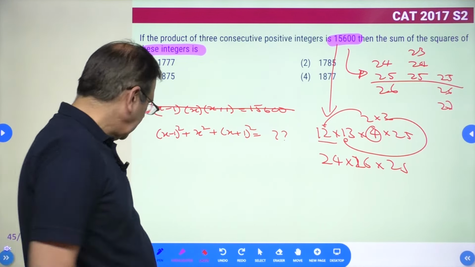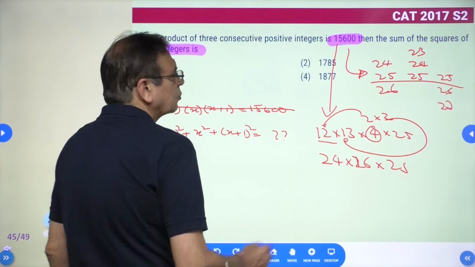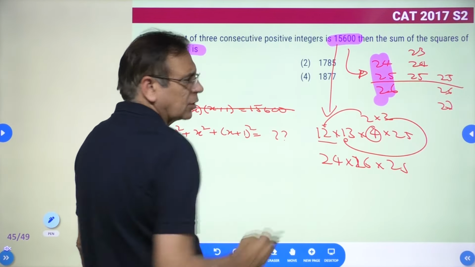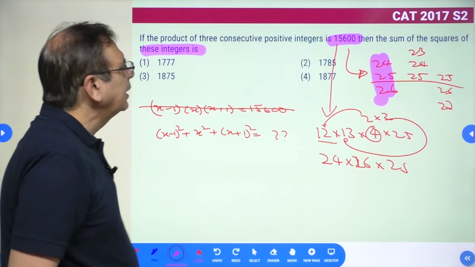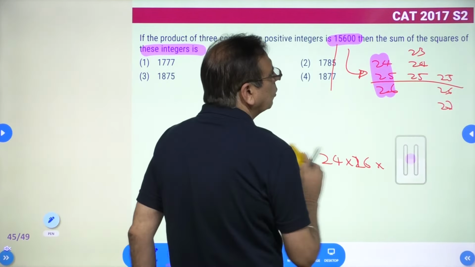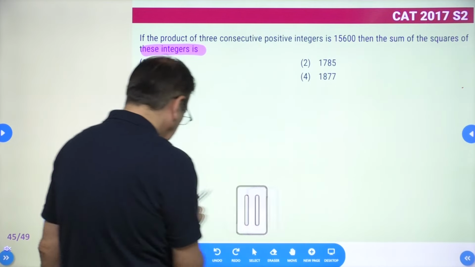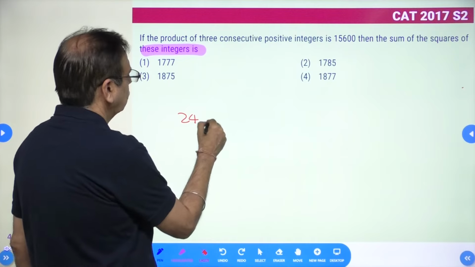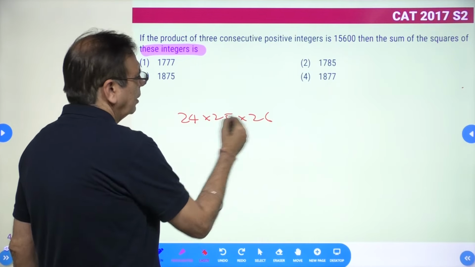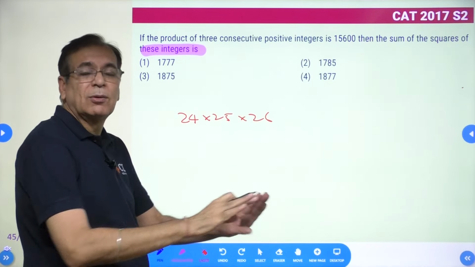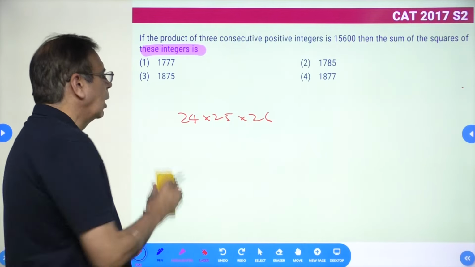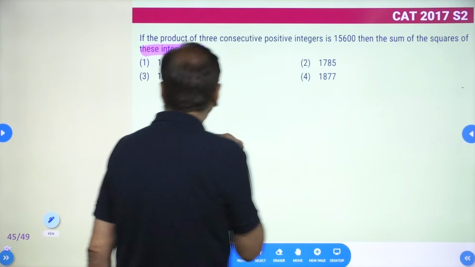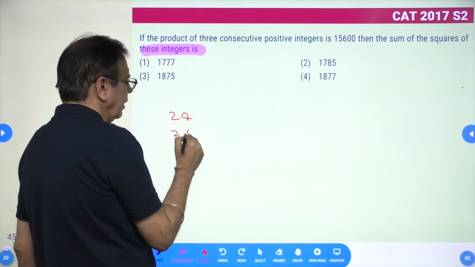So straight away in CAT when I did this question, I went to this. 25 cube is 15,625. This is the most likely thing. If you have any doubts, you can cube them using the calculator and check. Here what we have found is 24 into 25 into 26. Check it if you want to, but to me that will still be a waste of time. So we know that the numbers are 24, 25 and 26.